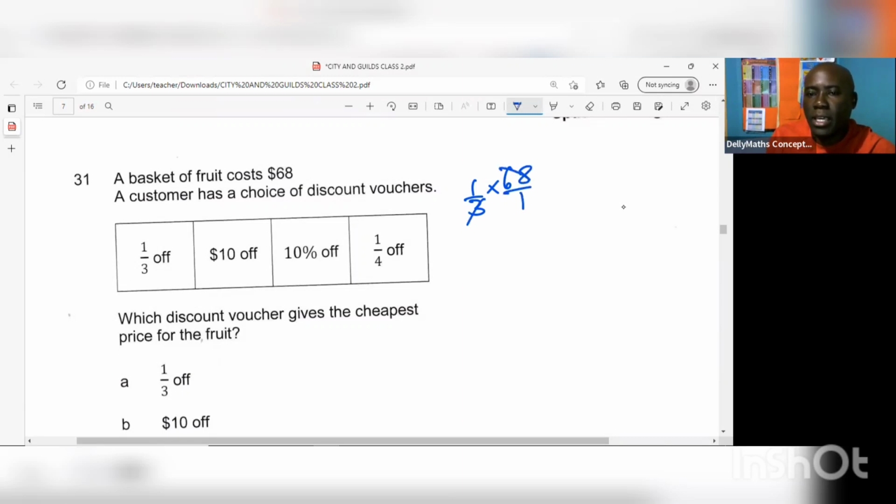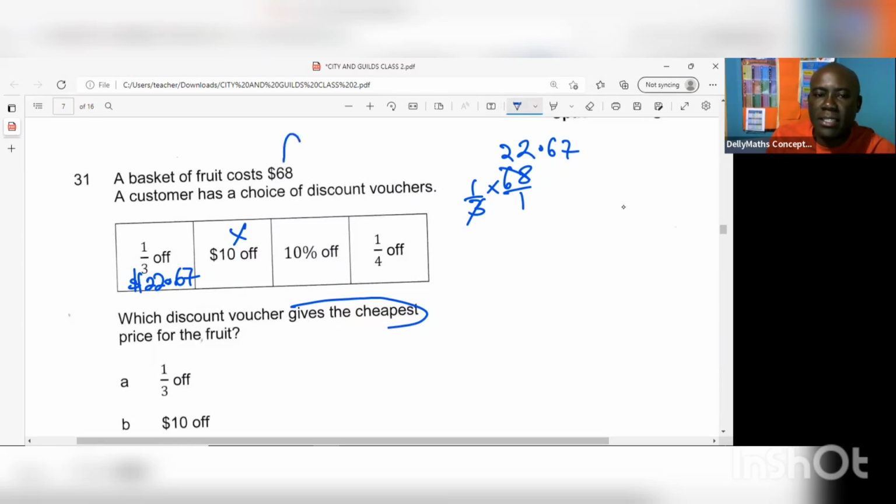So you could see 3 into the 2, 6, 3 into this remainder 2, 2/3, that's .67. So what they're getting off here is $22.67. We want to look for the cheapest discount. In other words, which one will take the most money off? $10 off is already losing, because $10 off cannot compare to $22 off.